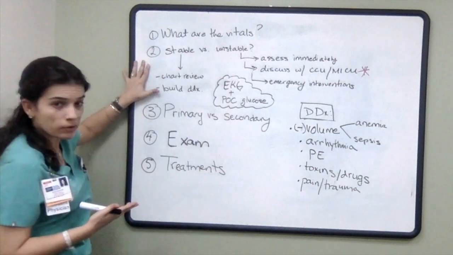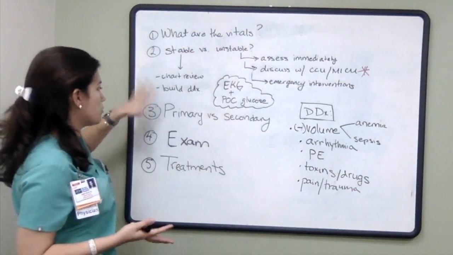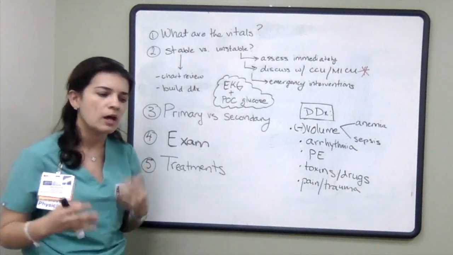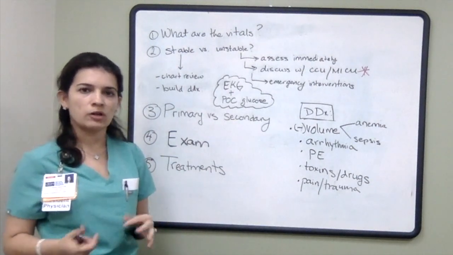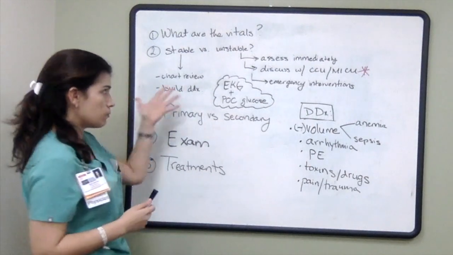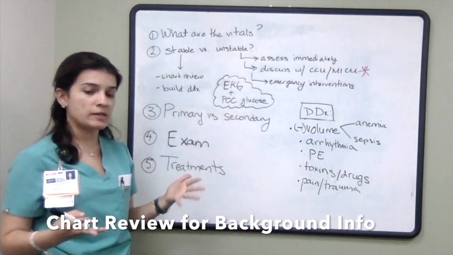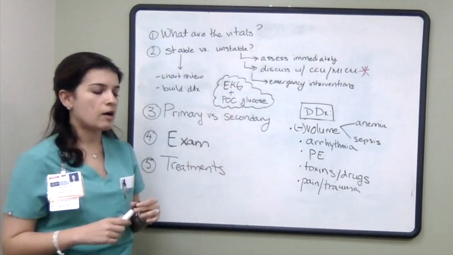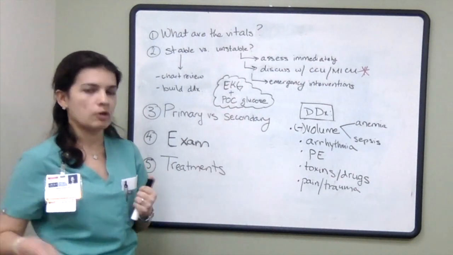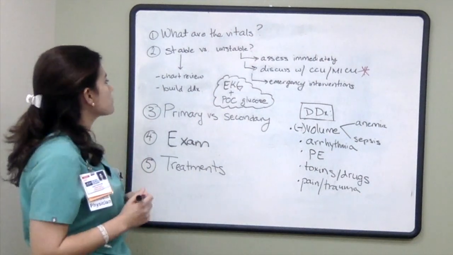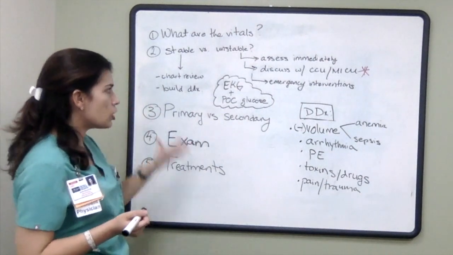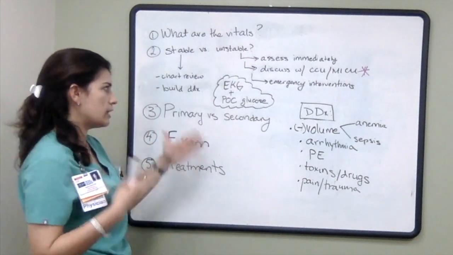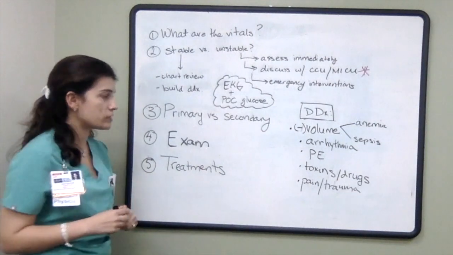Now, if they're stable, you have a little bit more time. You can chart review really quickly, see why they've been in the hospital, what's been going on with the patient during their hospitalization. Look at their vitals trend. Have they been tachy for the last 24 hours and this is something that's chronic, or is this new, something that just happened in the last 15 minutes or so? And then as you're going through the chart and you've gotten your basic info from the nurse, you want to start thinking about potentially building a differential diagnosis.